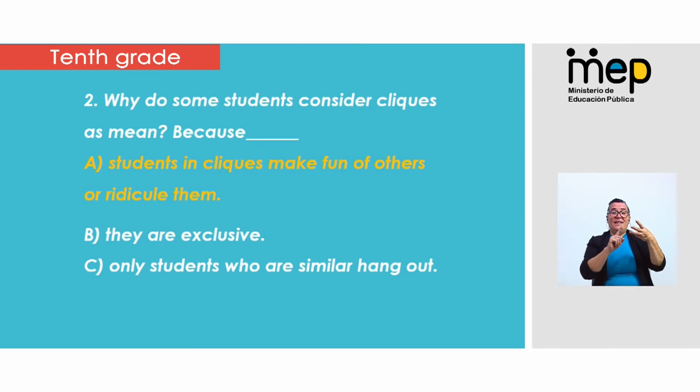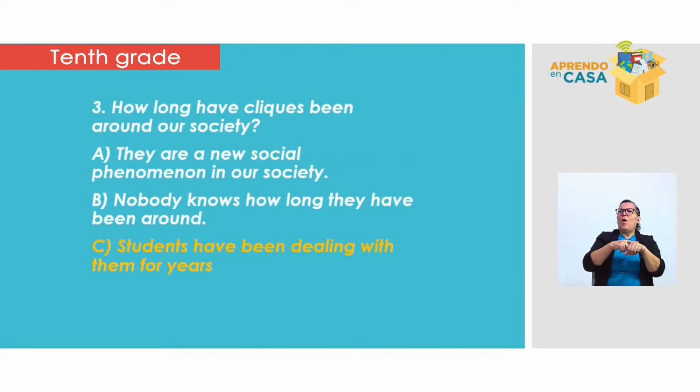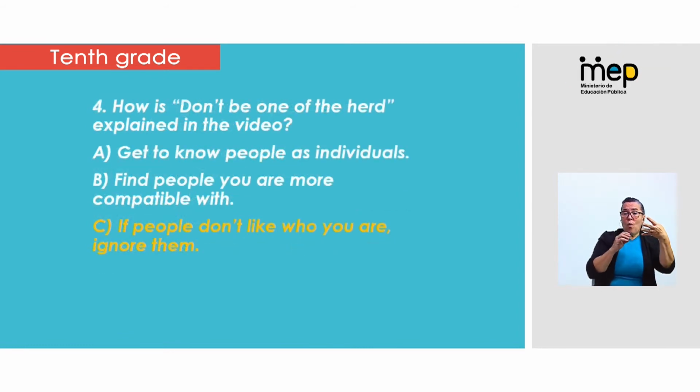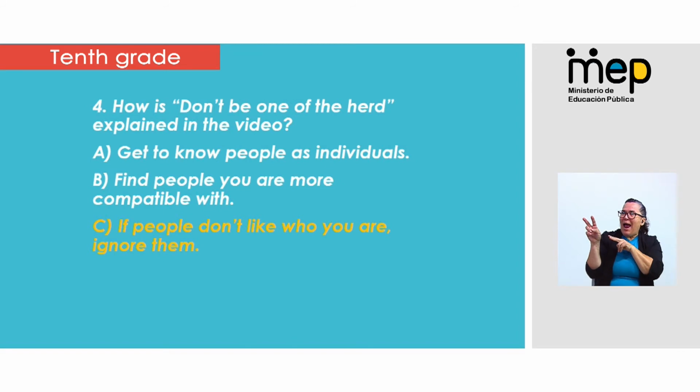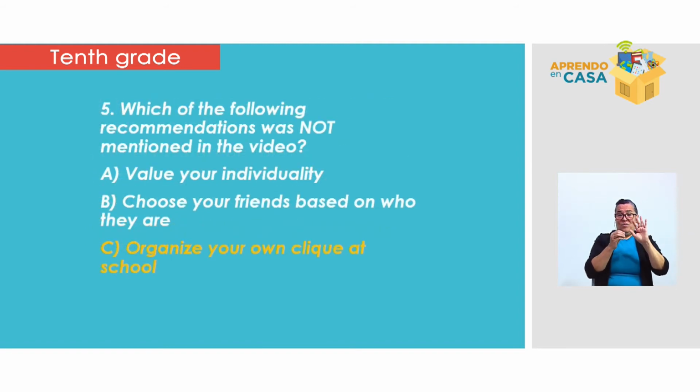Number 3. Okay, so what is the answer? How long have cliques been around in our society? Students have been dealing with them for years. Very good. Okay, now let's see number 4. If people don't like who you are, ignore them. Very good. That is the correct answer. And then we have number 5. And the correct answer is organize your own clique at school.